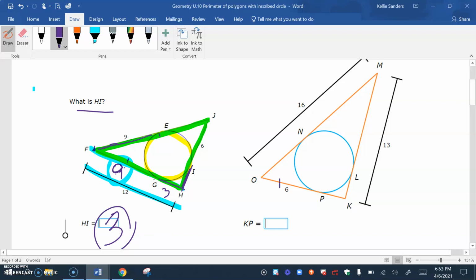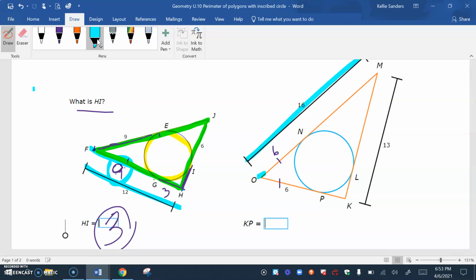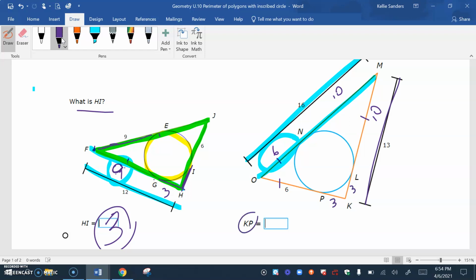Okay, so this is 6, so this is 6. All of this is 16, so all of this is 16. Since this is 6, this is 10, so this is 10. And since this is 13, then this is going to be 3, and that's going to be 3. And we're looking for KP, and KP is right here, so it is 3 also.